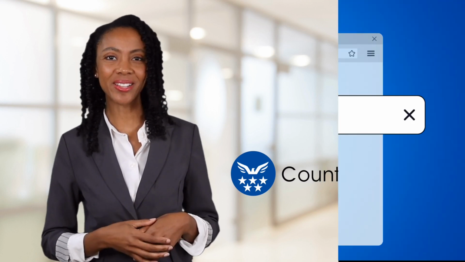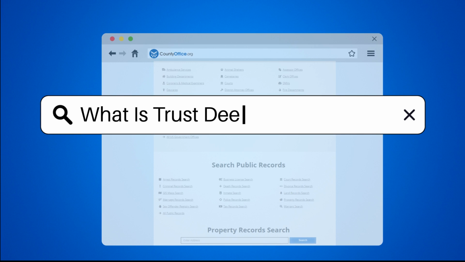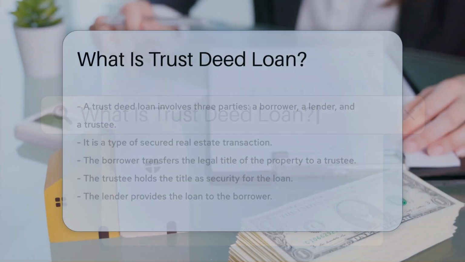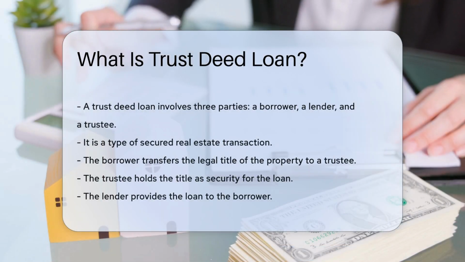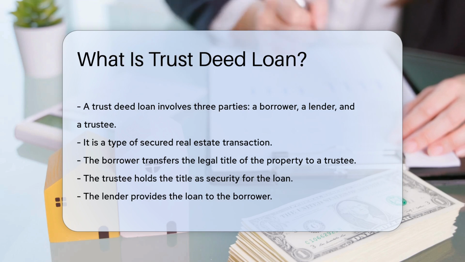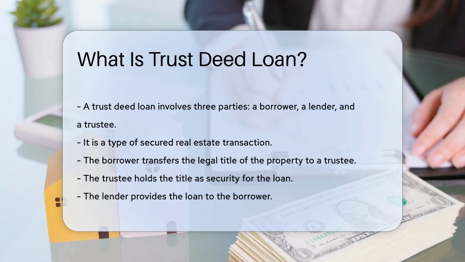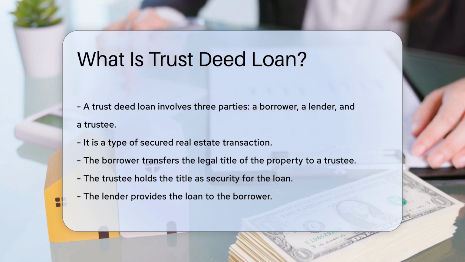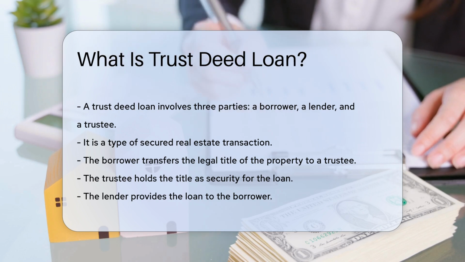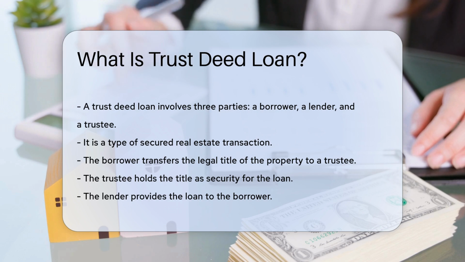Let's get started. What is a trustee loan? A trustee loan involves a borrower, a lender, and a trustee. It is a type of secured real estate transaction. The borrower transfers the legal title of the property to a trustee. The trustee holds the title as security for the loan. The lender provides the loan to the borrower.